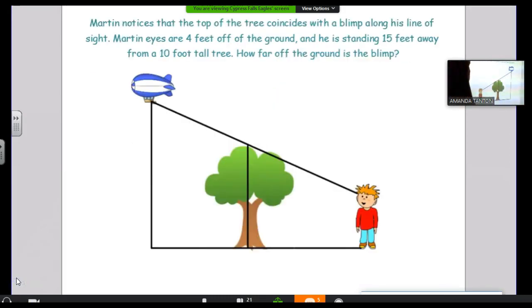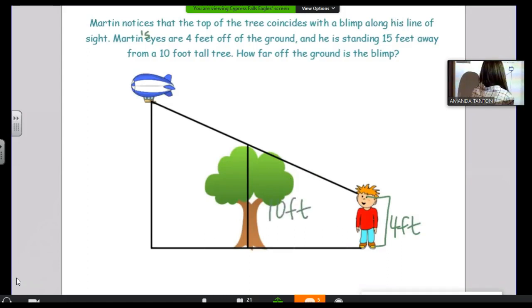Martin notices that the top of a tree coincides with a blimp along his line of sight. That's a really good noticing job, Martin. Martin's eyes are 4 feet off the ground. Okay. So from his eyes to the ground, we've got a good old 4 feet. He is standing 15 feet away from a 10-foot tall tree. He is 15 feet away. How far off the ground is the blimp?